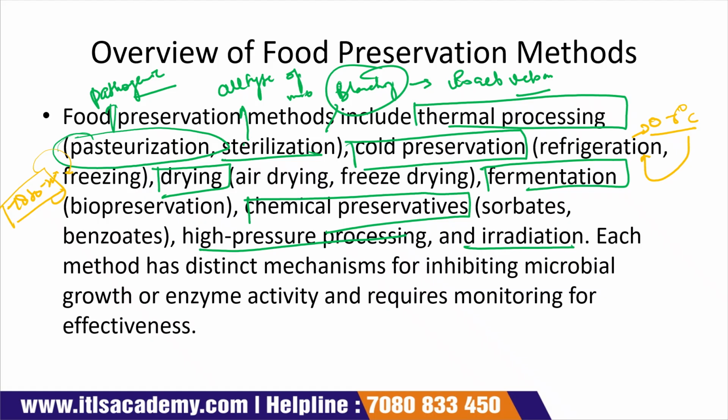The next category is the drying process. In drying, we reduce the amount of free water present in the food product, and it can be done by air drying or freeze drying. Then, in the fermentation process, we use a biopreservation technique. Then chemical preservatives, like sorbate and benzoate, can be used for increasing the shelf life of the food product. Then high pressure processing or irradiation.